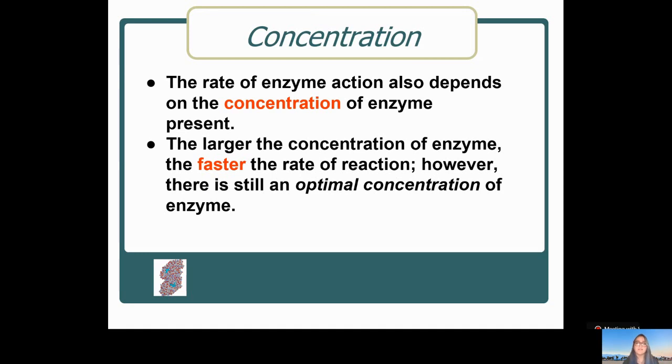The concentration of the enzyme is also very important. The rate of action will depend on that as well. The larger the concentration of the enzyme, the faster it will work. However, there's also an optimal range. So there's a specific amount that we want to have of an enzyme for it to work at its best. Its ideal conditions are those optimal concentrations, optimal temperatures, and optimal pH.